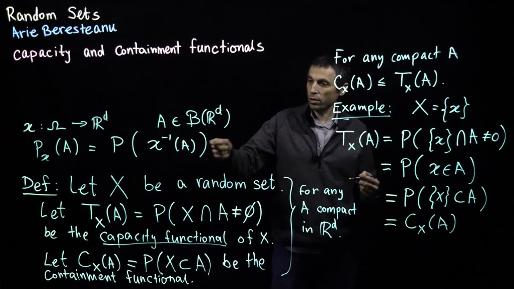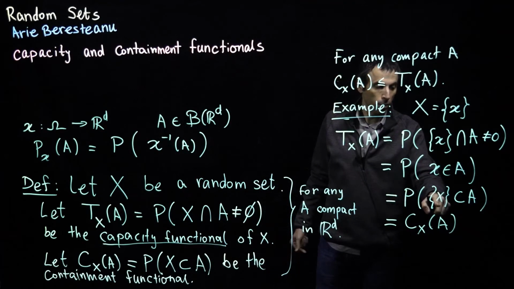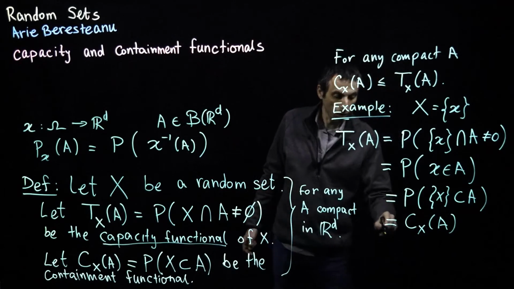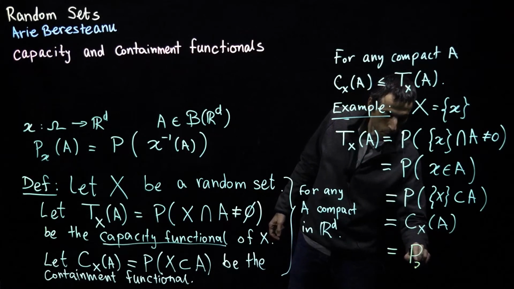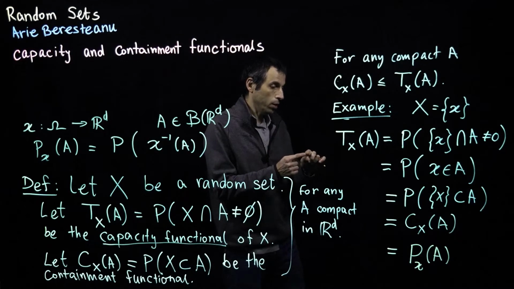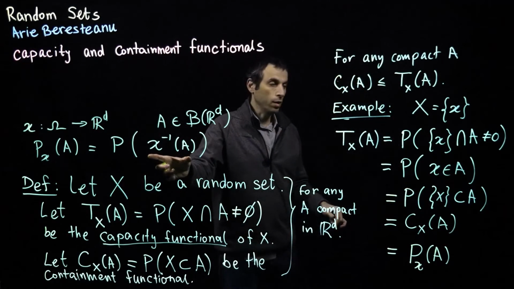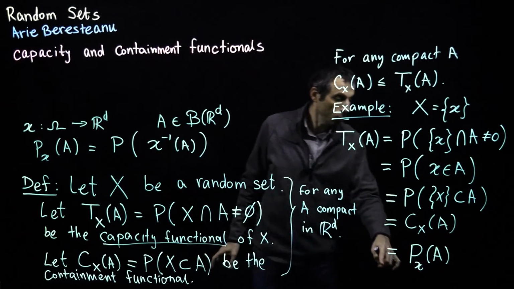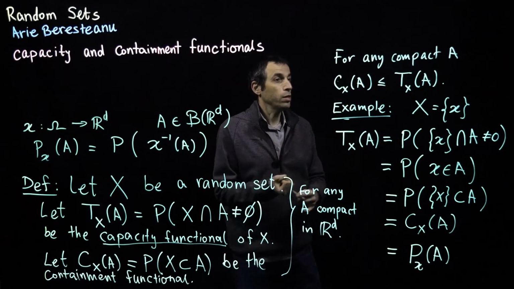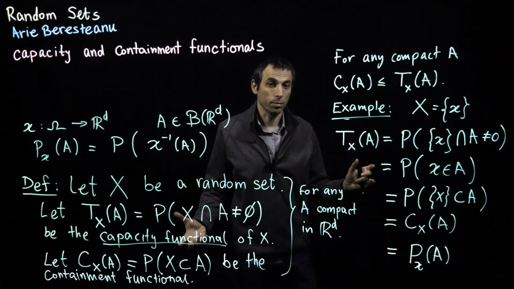But more than that, if you look at the definition, here x is in A, and you can check that it's also equal to P_X(A), because it says that here are all the omegas for which x(omega) is inside A, that's the inverse image of A. So if you have a regular random variable that you just turn into a random set, the capacity functional, the containment functional, and the distribution function are exactly the same.